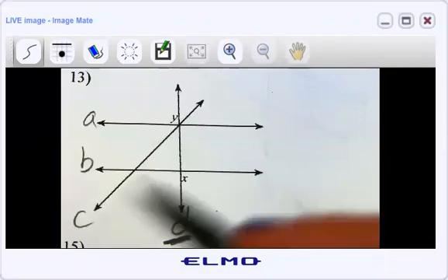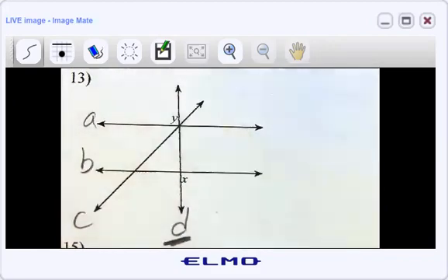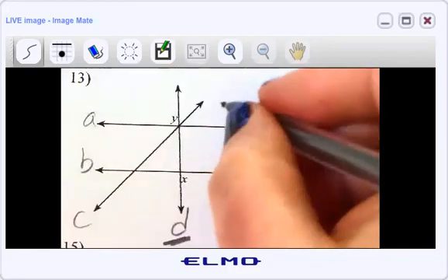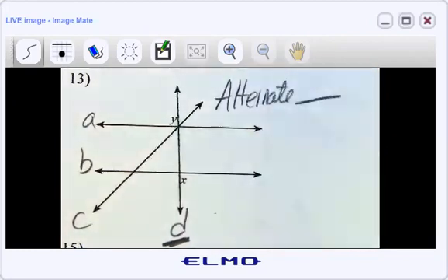I want to know if my angles X and Y are on the same side of line D or alternate. Yes, one's on the left, one's on the right. So my first word is alternate. And now I just need my second word. It's either going to be interior or exterior, right? So, Olivia, what do you say? Is the last word interior or exterior? She says interior.